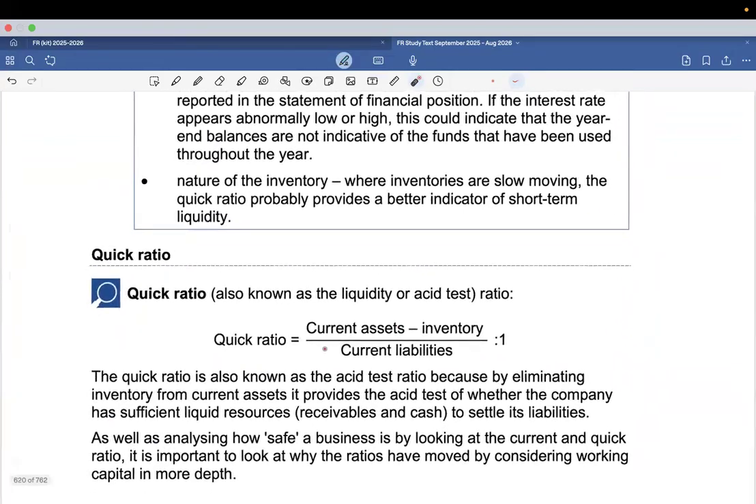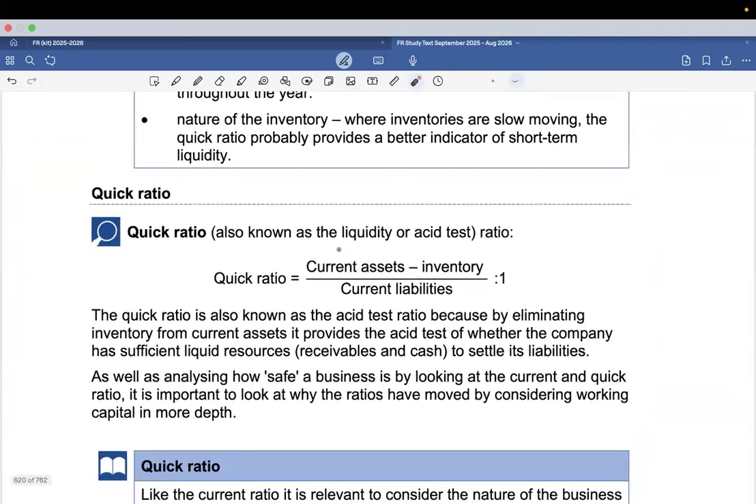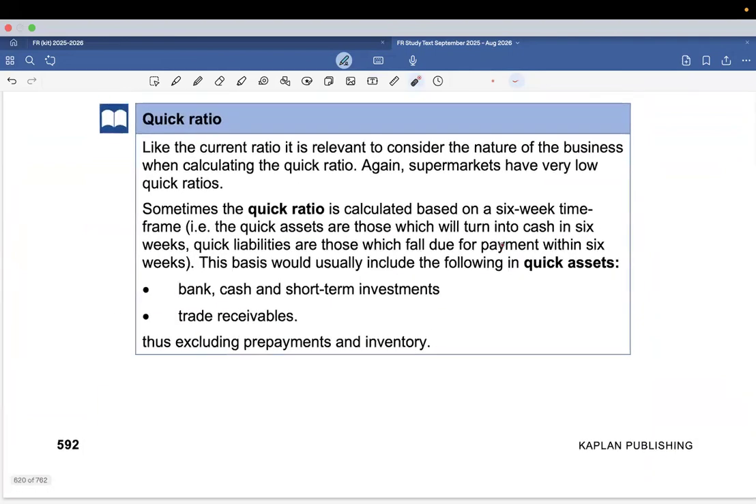Now, quick ratio is when you take only those current assets which are readily available or which could be readily converted into cash. So this consists mainly of cash and receivables and other current investments. That means the current assets excluding inventory and excluding the prepaid expenses, you get the quick assets. And quick assets divided by current liabilities is the quick ratio.